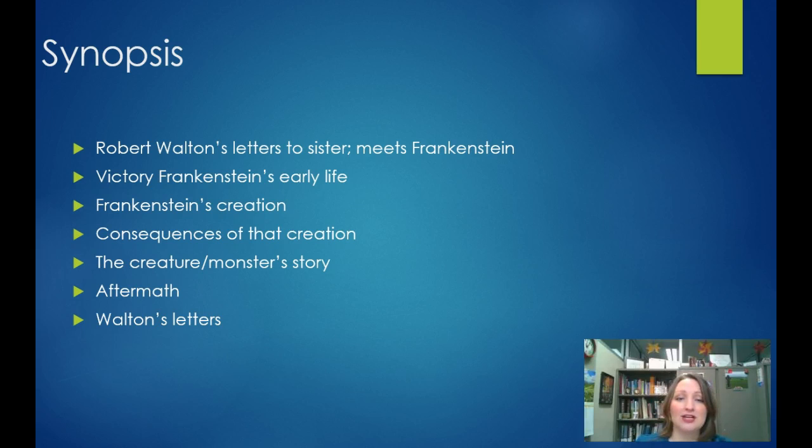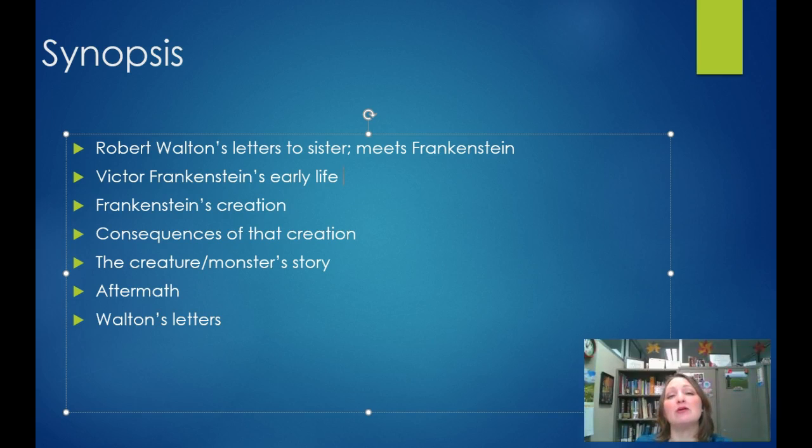We have Victor Frankenstein's early life, in which we learn a little bit about where Frankenstein grew up, what his family situation was. We learn about him going to college and creating the creature and how he pretty much isolated himself from everyone else to create that creature. And then we have the consequences of that creation, when the creature is created, when it is born, and then when Frankenstein essentially abandons it.